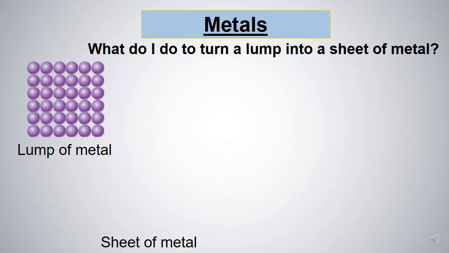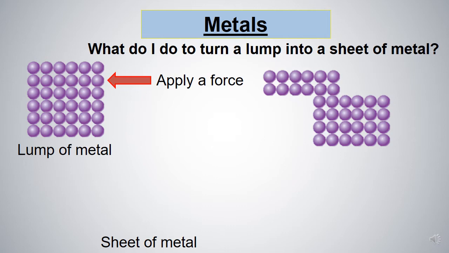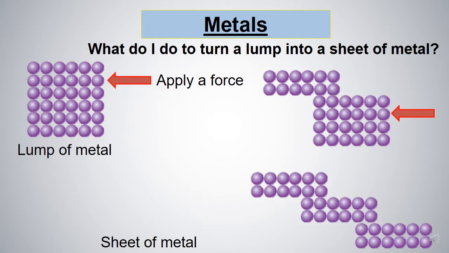What do I do to turn a lump of metal into a sheet of metal? Metal has a regular arrangement of atoms. The special thing about them is that they are malleable, which means that if I apply a force, I'm able to push sections to slide over each other. If I continue to apply force, then I can continue to shape it.